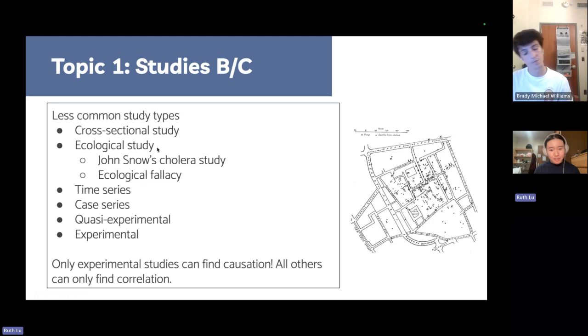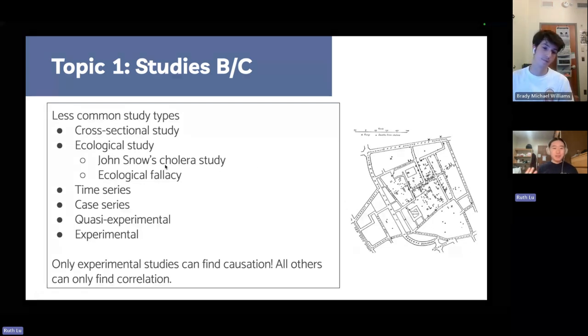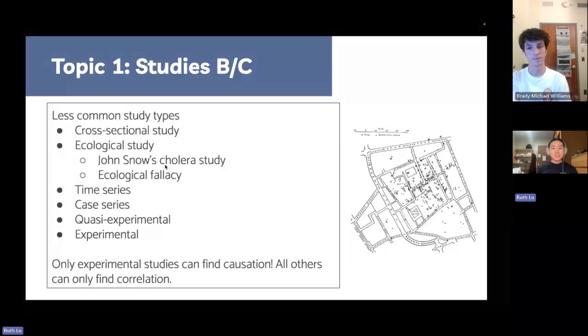And then there's also the ecological study, which is, here's a map. This is like John Snow's cholera study, which is very famous. This is one of the origins of epidemiology. So you can see on this map that this is the environment, the map of, I think, London. And here, Broad Street X is a pump. And then John Snow noticed that all the cases are right around here. And this is where he figured out that this is causing the cholera.